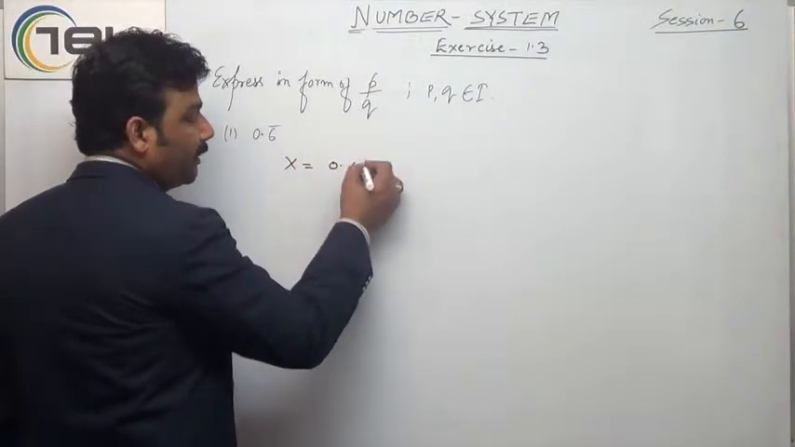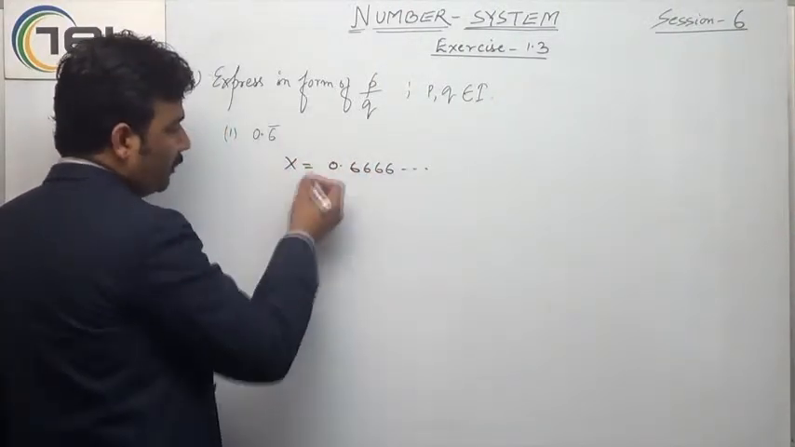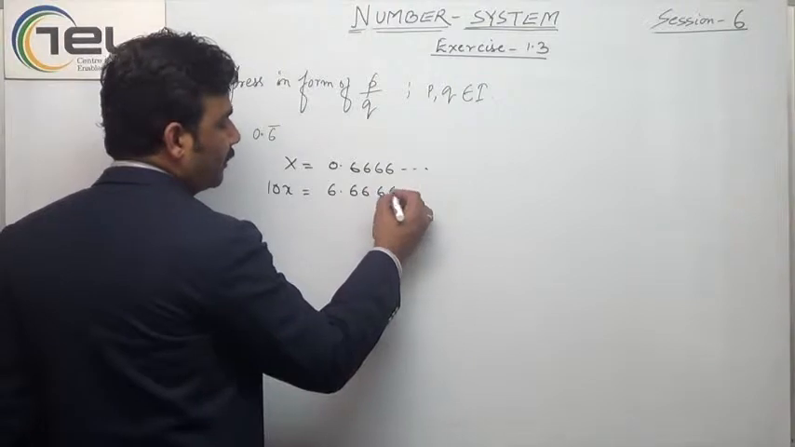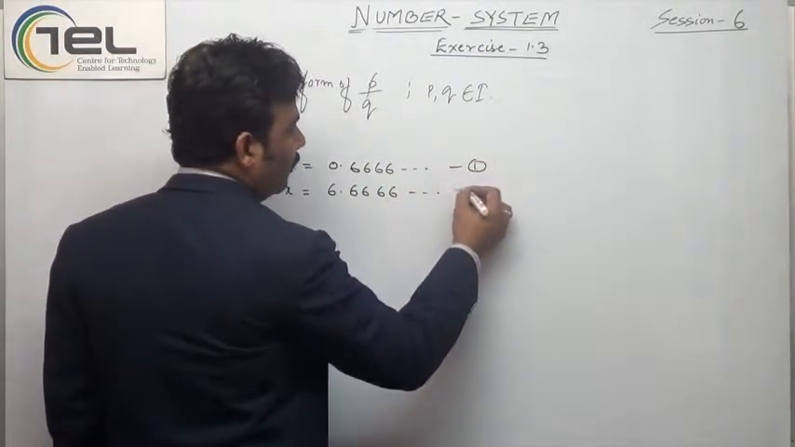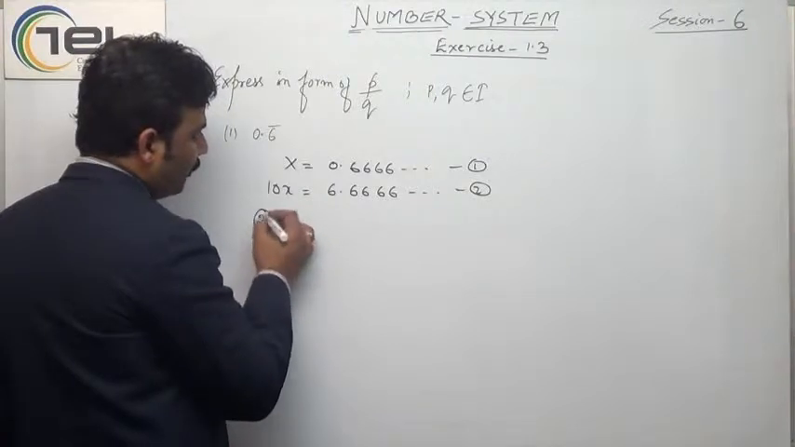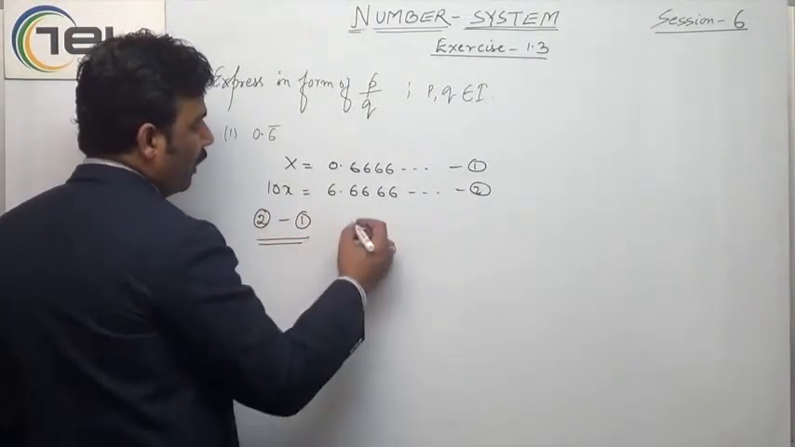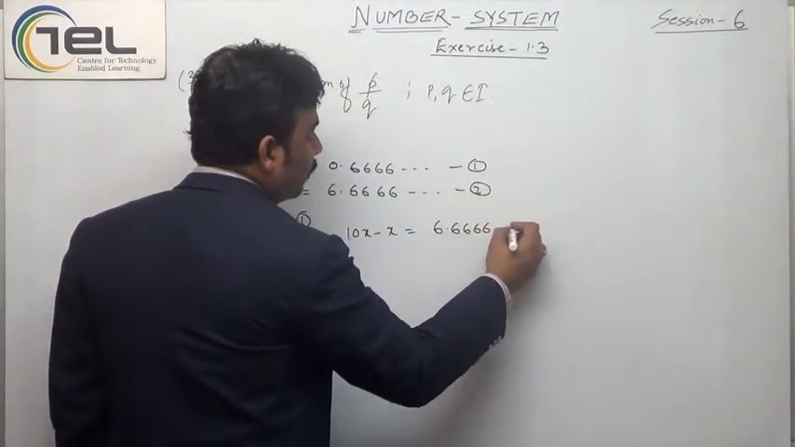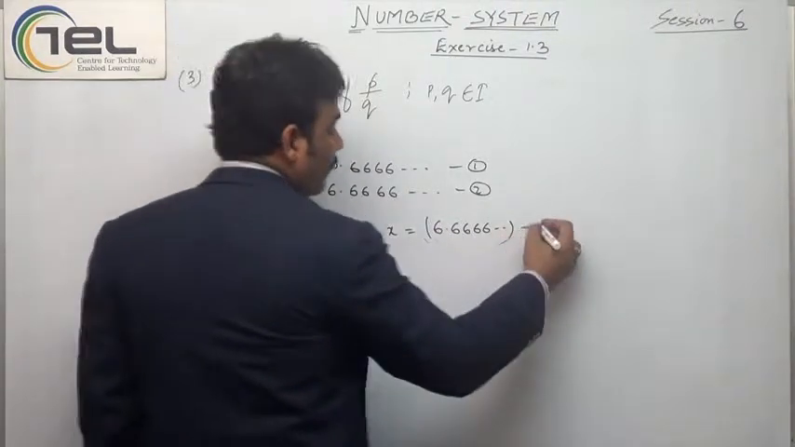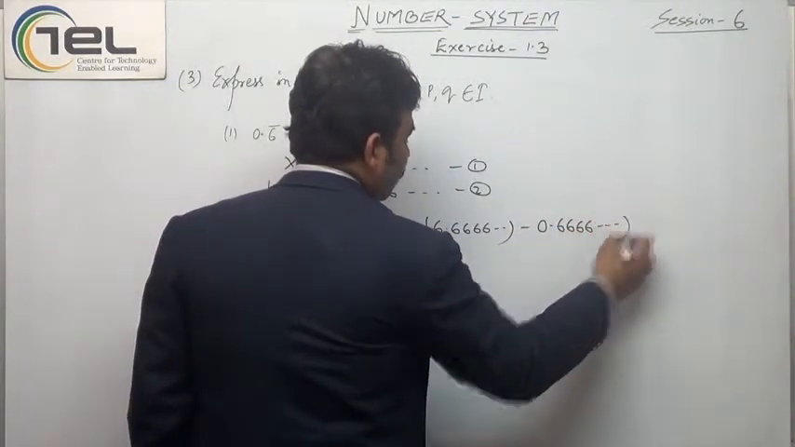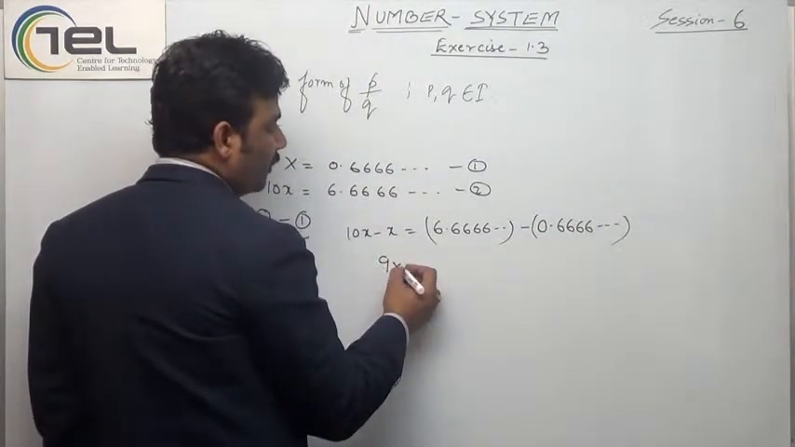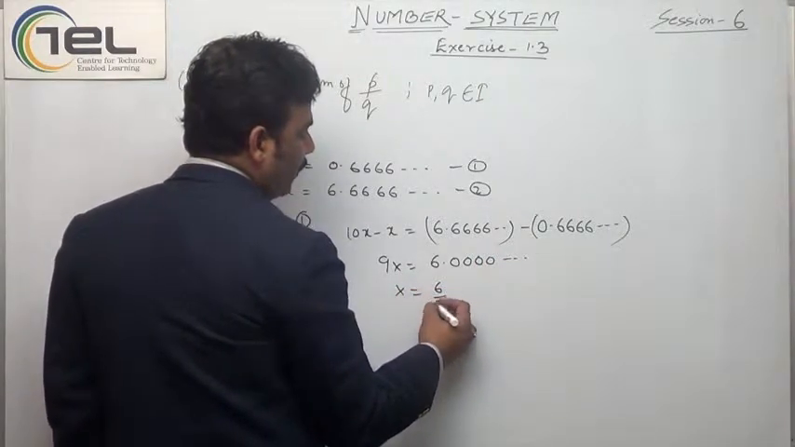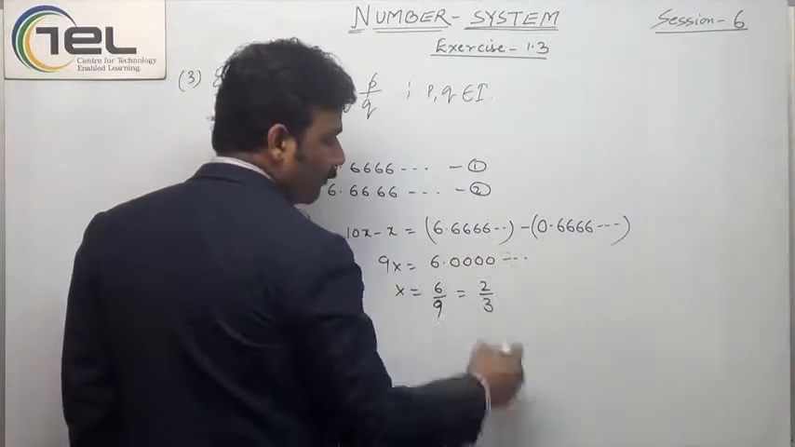X is equal to 0.6666 and so on. Since it is repeating, I will multiply by 10, so it will be 6.6666 and so on. This is the first equation, this is the second equation. I will subtract equation number 1 from equation number 2. I will get 10x minus x is equal to 6.6666 and so on, minus 0.6666 and so on, and it will be 9x is equal to 6.0000 and so on, and x is 6/9 and it is 2/3.